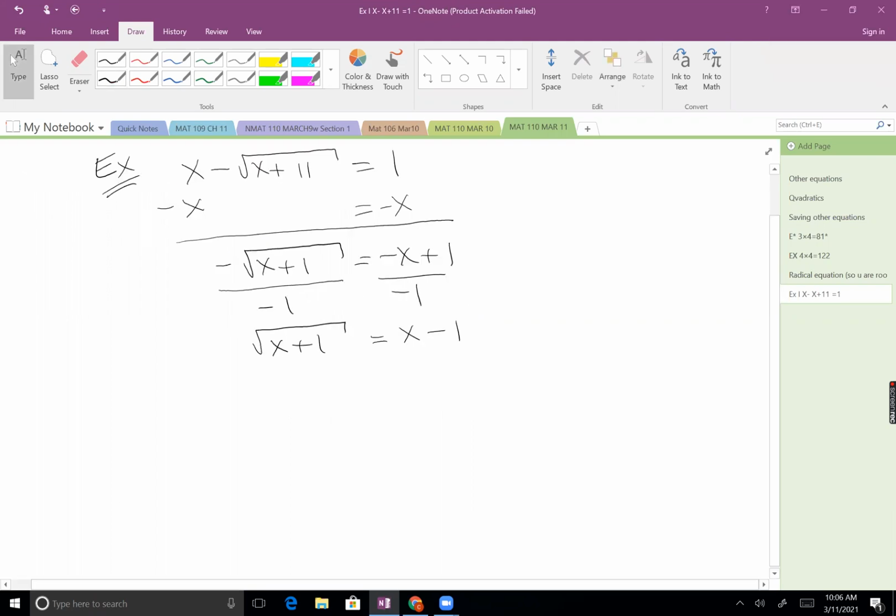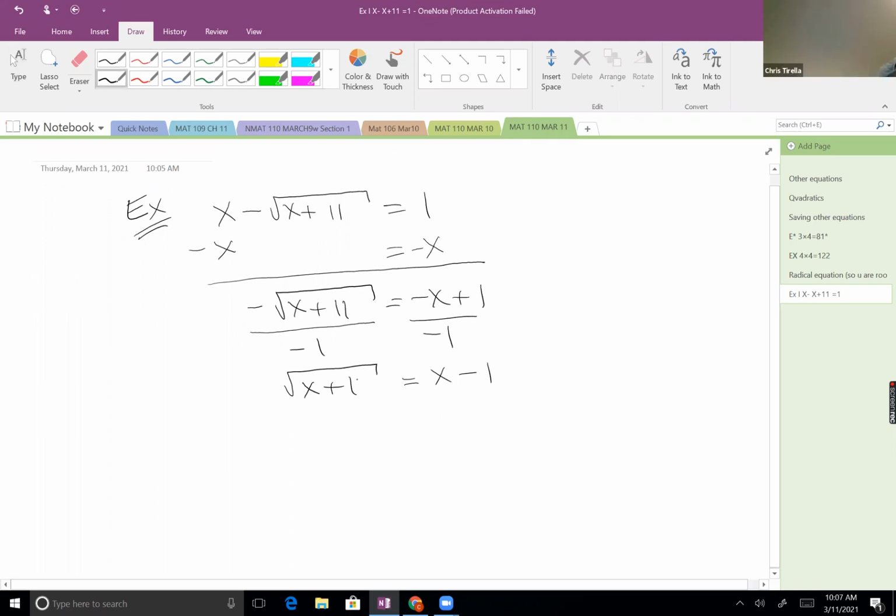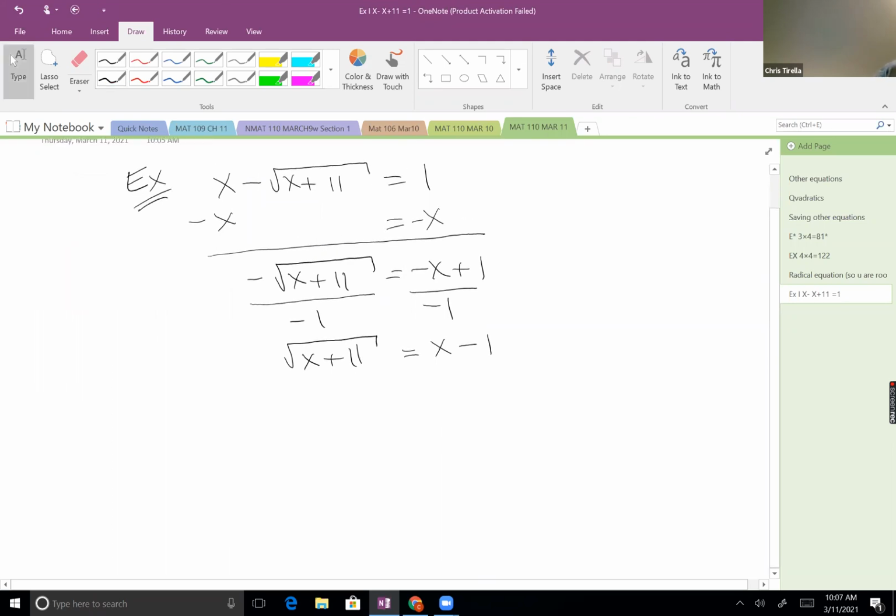Should be the x plus 11, right? Thank you. That's what happens when I take my glasses off. Sorry about that. I'm going to make excuses for myself.